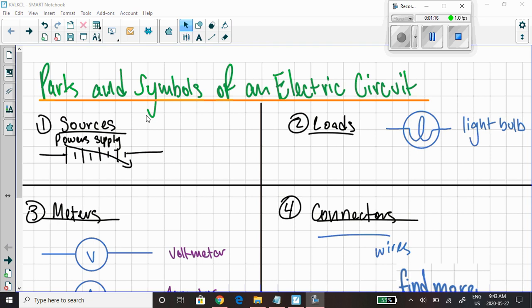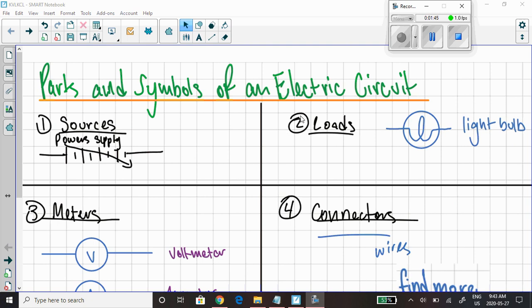Now, the parts of an electric circuit are divided into four main categories. The sources of electricity, things like a power supply, here's a symbol for a power supply, or a battery, or a solar cell, or a generator of electricity. That's the sources category, and they have their own particular type of symbol. They create and give the electrical energy to the electric circuit.